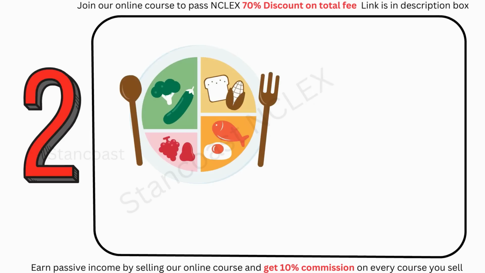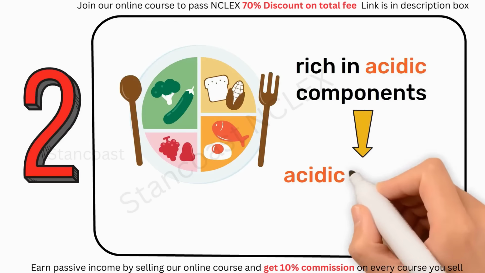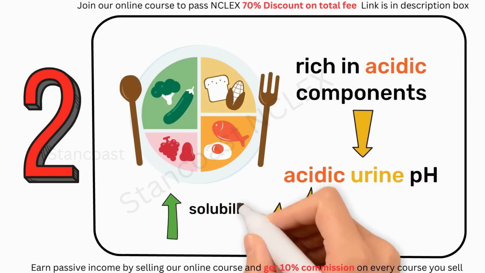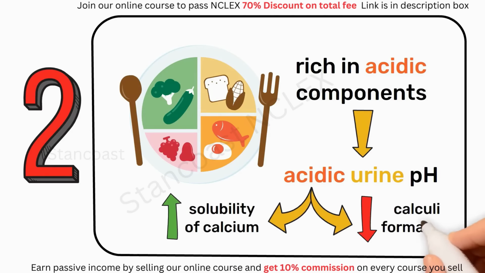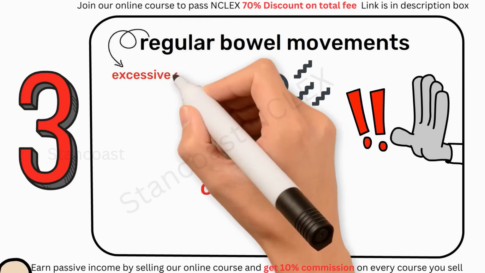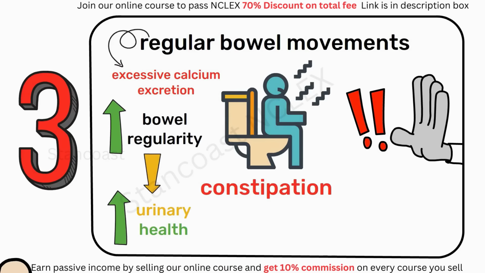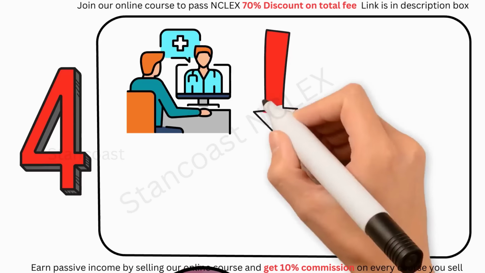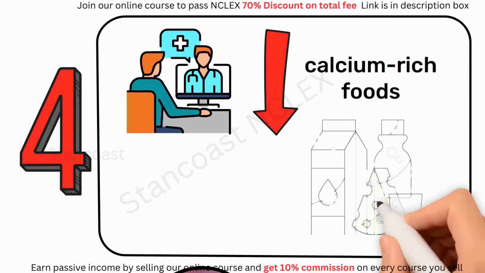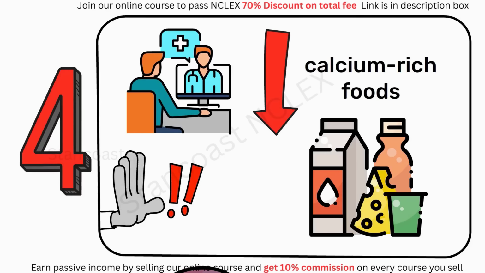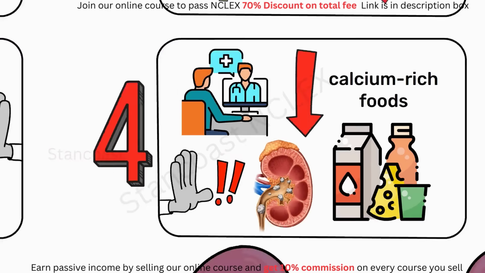2. Providing a diet rich in acidic components to maintain an acidic urine pH, which increases the solubility of calcium and reduces the risk of calculi formation. 3. Ensuring regular bowel movements to prevent constipation. While not directly related to excessive calcium excretion, promoting bowel regularity can positively influence overall urinary health. 4. Advising to limit the consumption of calcium-rich foods, such as dairy products, which can help in preventing the development of renal calculi. By implementing these nursing interventions, the risk of calculi formation can be effectively minimized in immobilized patients.